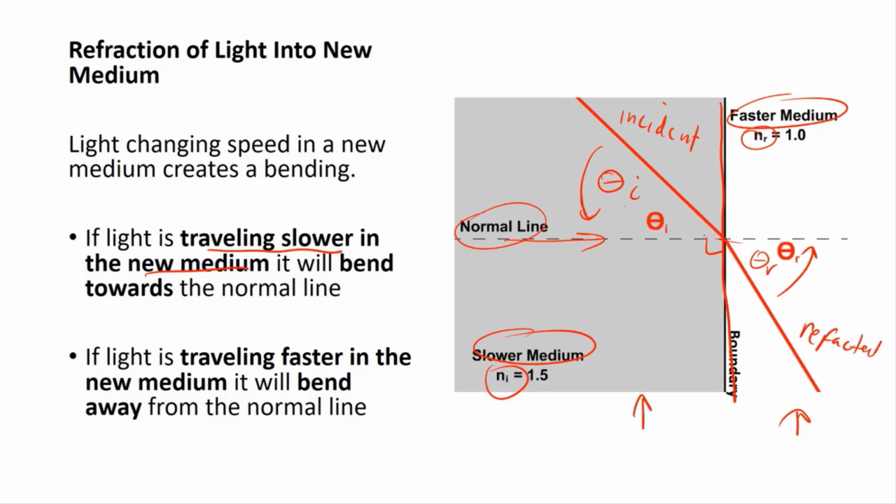And what I'm not showing you is that there actually would be a reflection going on in this picture too. I just left it out. That would just go with the law of reflection, where this side would be equal to that side. But if you're going from a slower to a faster medium, the angle of refraction is always going to be different than the angle of incidence.